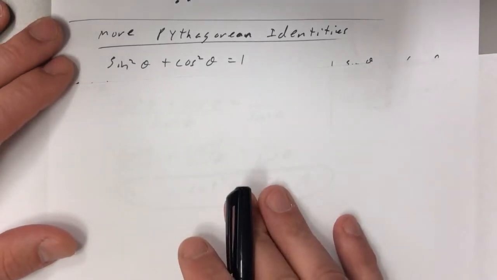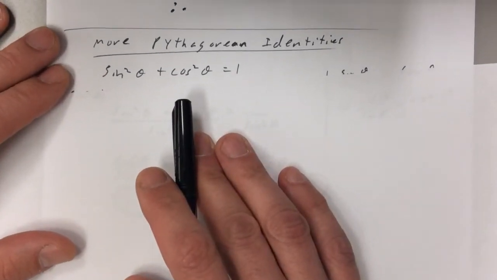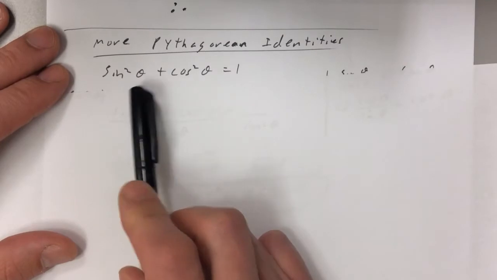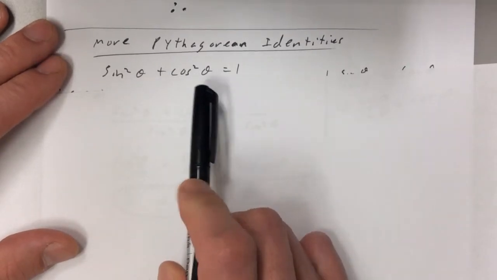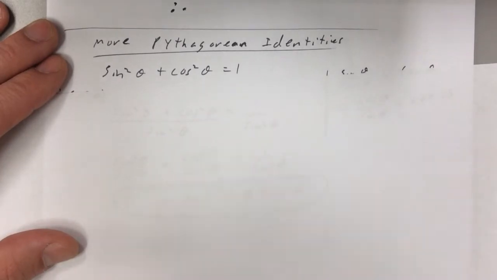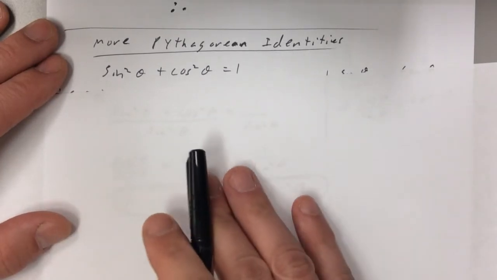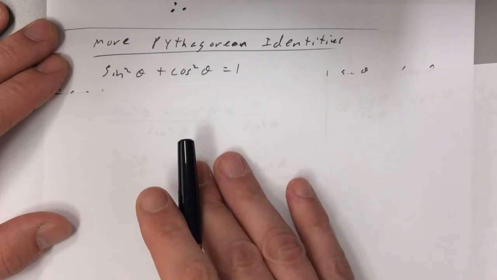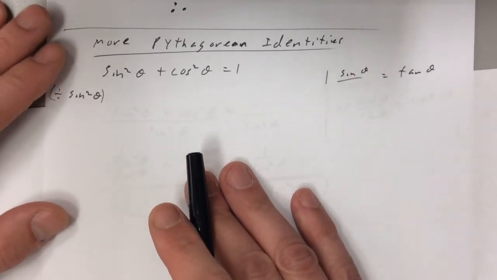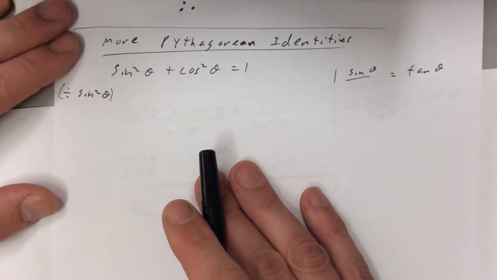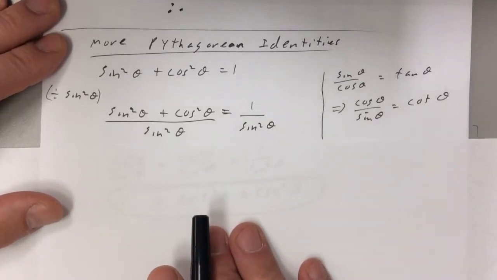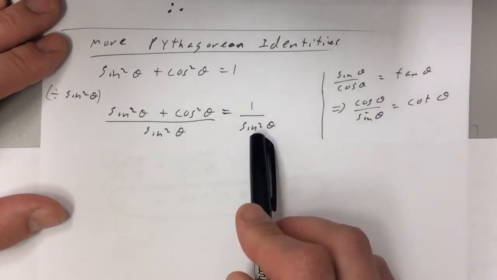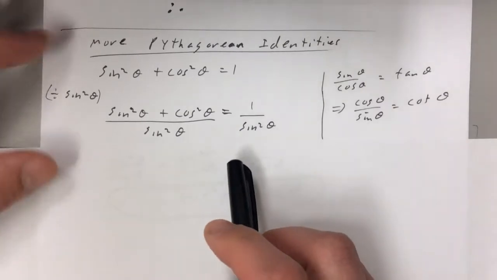Okay, so in this one here, more Pythagorean identities can be made from sine squared theta plus cos squared theta equals 1 if we divide both sides of this by sine squared theta. So these would need formal proofs, but we will assume that you can go through with those. So if we divide both sides by sine squared theta, then we get this. Okay, so we're just putting sine squared theta on the denominator on both sides.